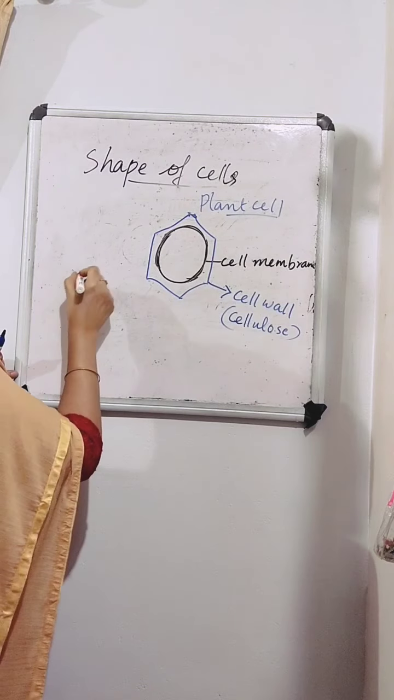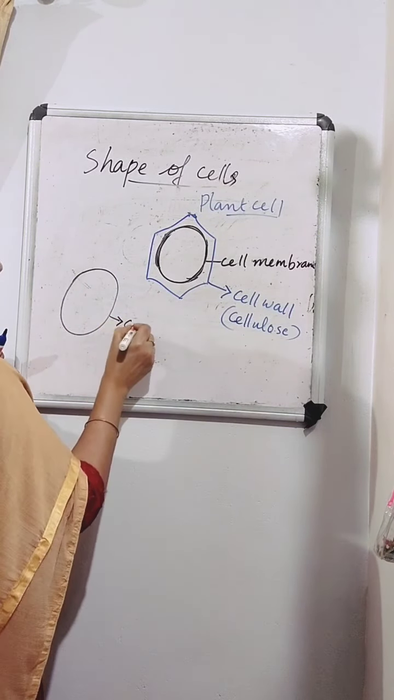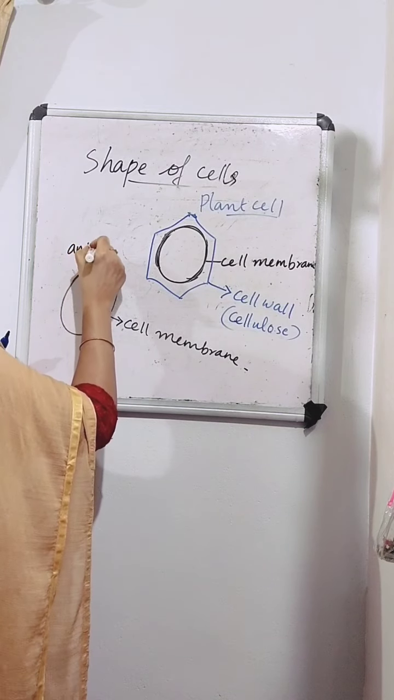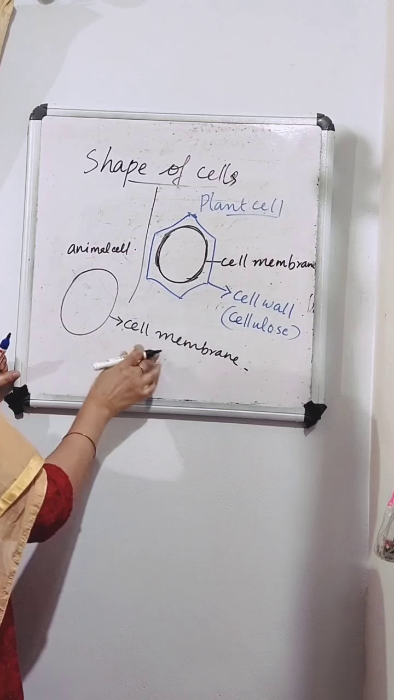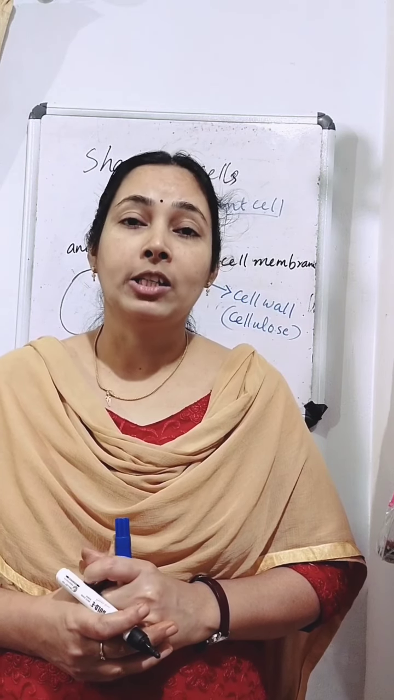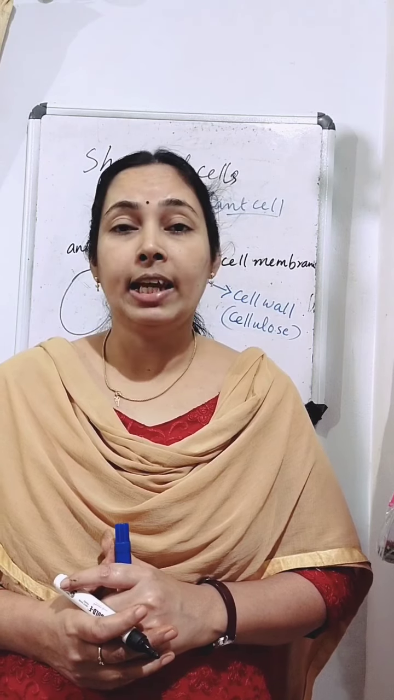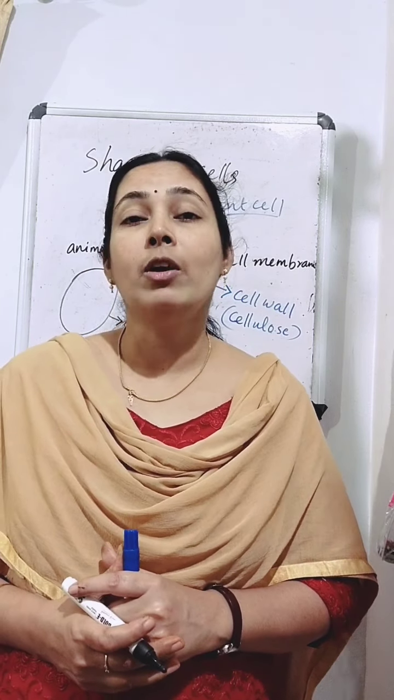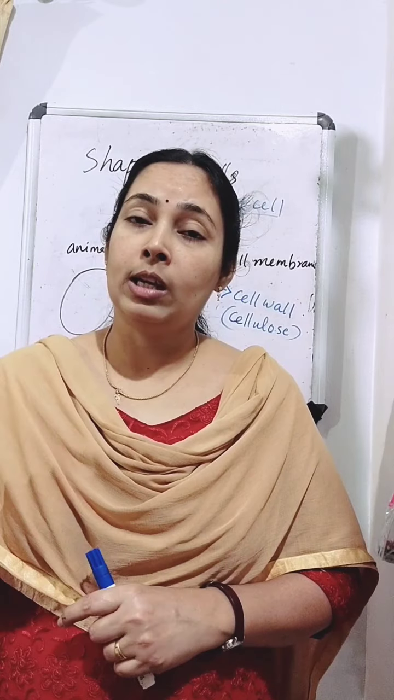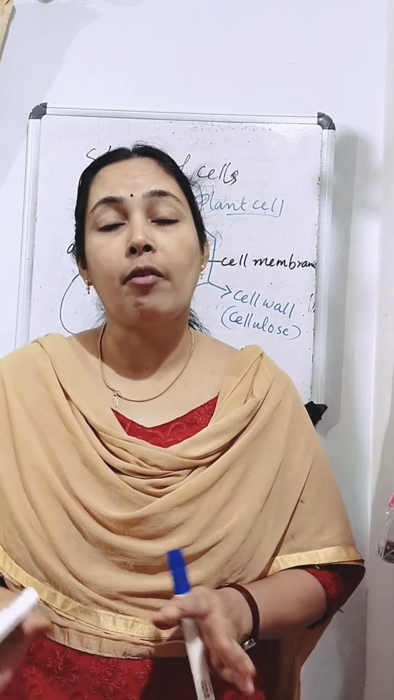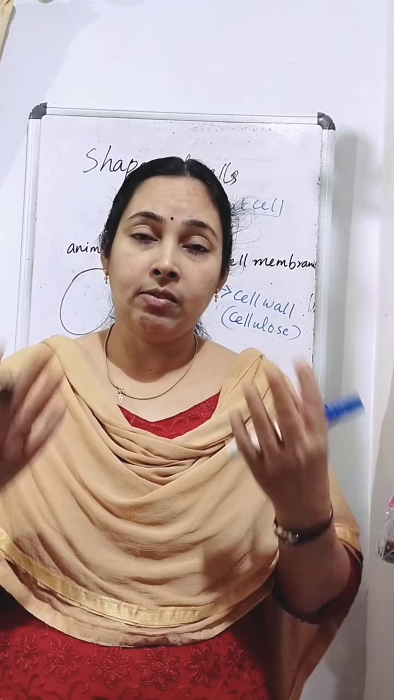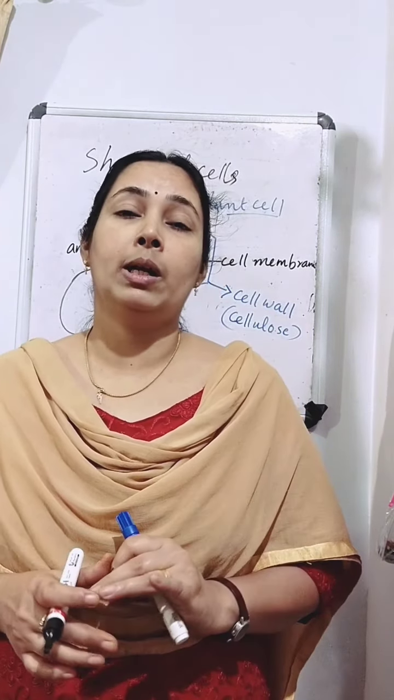But an animal cell, how can we draw it? An animal cell has only one membrane, and that membrane is the cell membrane. Okay, so this is an animal cell. In an animal cell, this cell membrane is giving it shape and structure. In plant cells, the cell wall is giving shape and rigidity to the cell. Bacteria also have a cell wall. So bacteria and plant cells have a cell wall, but in animal cells the cell wall is absent. Animal cells are covered by a cell membrane only. So in animal cells, the cell membrane is giving its shape. In plant cells, the cell wall and cell membrane are giving it shape.